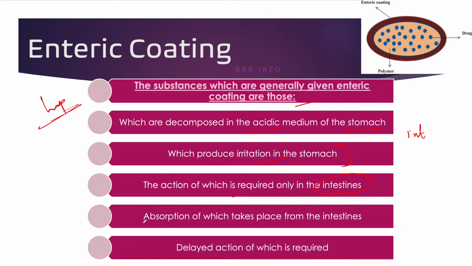Some types of drugs cannot be absorbed in the stomach. Such drugs are to be absorbed in the intestine. Those drugs which are absorbed only in the intestine are also given this enteric coating. Then the last one, delayed action. If we need a delayed action of drugs, in such a case we give enteric coating. Enteric coated tablets give delayed action. Clear? So all these points are very important for your examination. So understand the concept clearly.